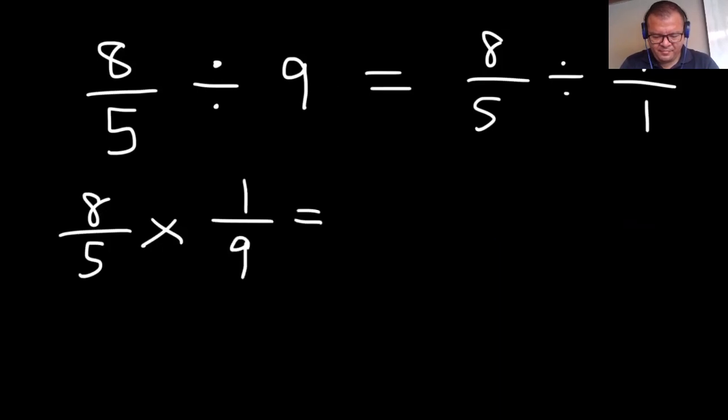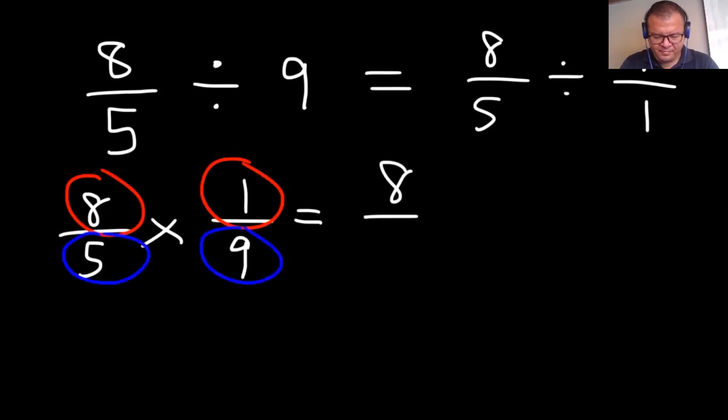So now all we need to do is multiply across. 8 times 1 is 8. And 5 times 9 is 45. And so this is our answer. 8 over 45. We can't simplify this fraction.